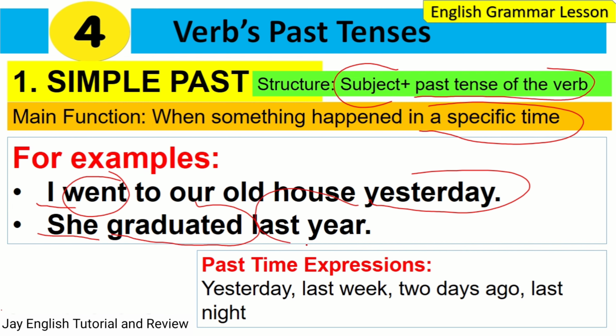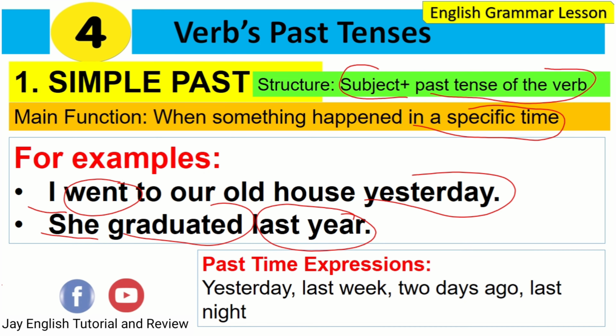And last year here is our past time expression. The phrase last year tells us when she graduated. It was last year. And always remember that part of the pattern in writing a sentence in the simple past tense is that it is most of the time expressed with a past time expression. Some examples of past time expressions are yesterday, last week, 2 days ago, and last night.